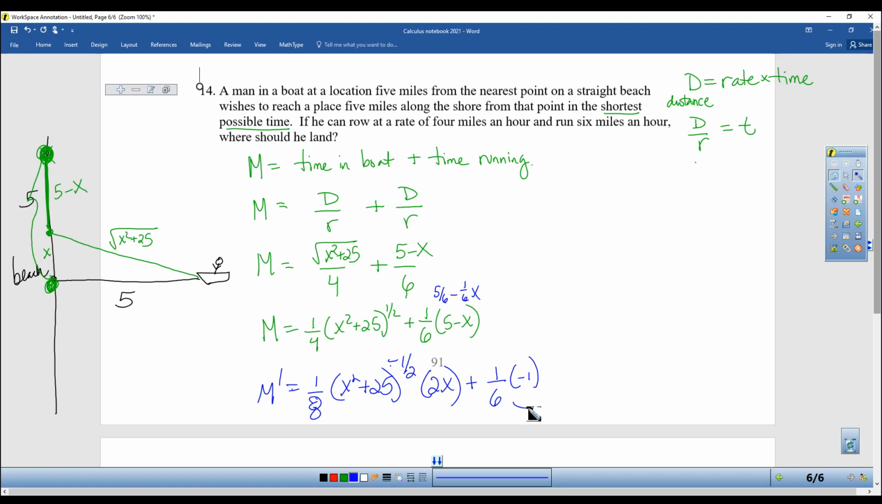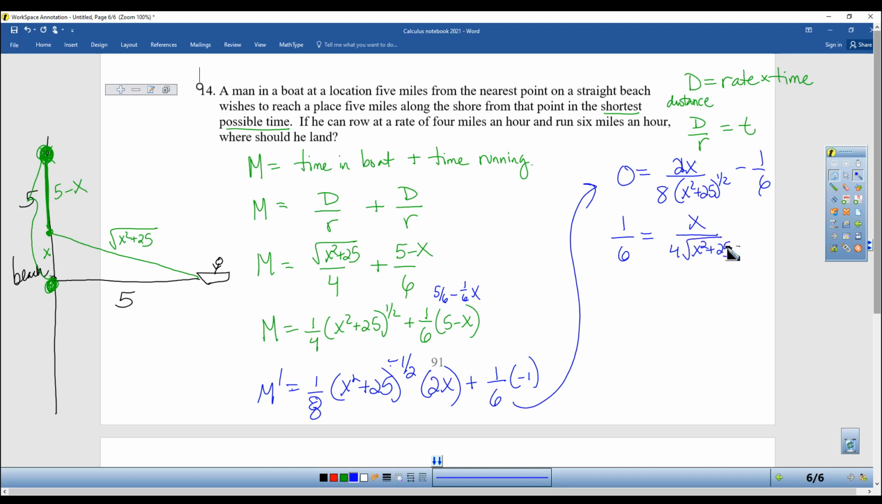So I take the derivative and I set it equal to 0. 0 is equal to 2x over 8 times x squared plus 25 to the 1/2, minus 1/6. So you can clear the fraction first, or you can just move the 1/6 over, up to you. x over 4 square roots of x squared plus 25. You can use whichever notation makes you comfortable, but I am going to reduce the 2 and the 8. So I am going to clear the fraction. Could have done it in the step before, doesn't matter.